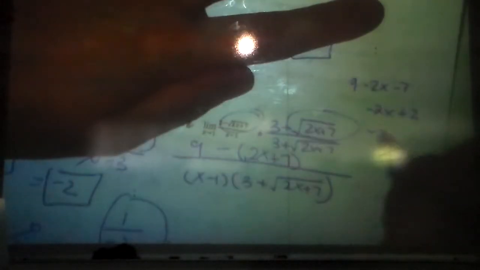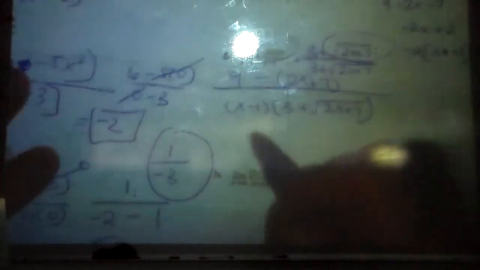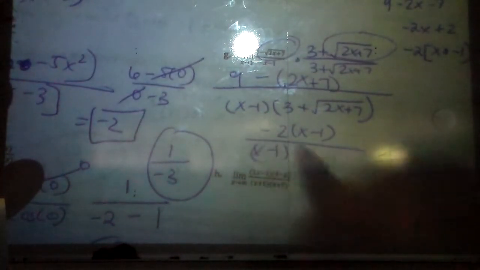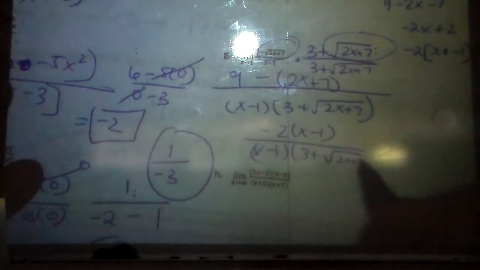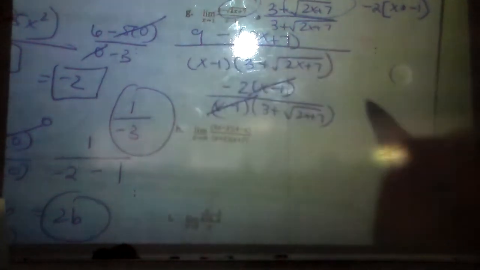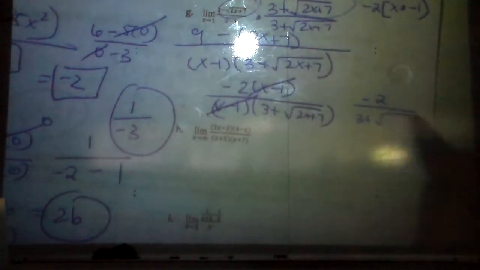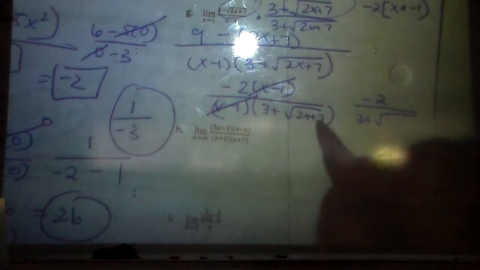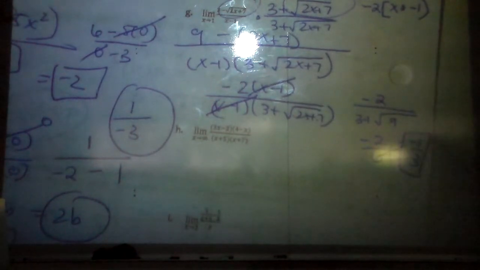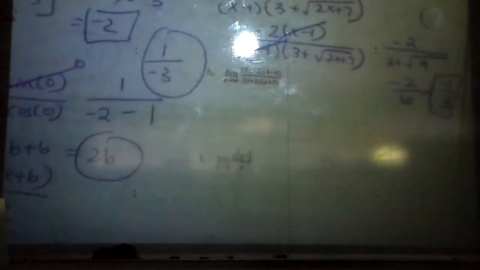And then I'm going to factor out a negative 2 so that it's x minus 1. So this becomes negative 2, x minus 1, over x minus 1 times 3 plus square root of 2x plus 7. X minus 1 cancels out. I have negative 2 over this, and now we're ready to substitute it. X goes to 1. 3 plus square root, 2 times 1 is 2, plus 7 is 9, square root of 9. So this is negative 2 over 3 plus 3, which is 6, which is negative 1/3. Wow, a lot of math there.